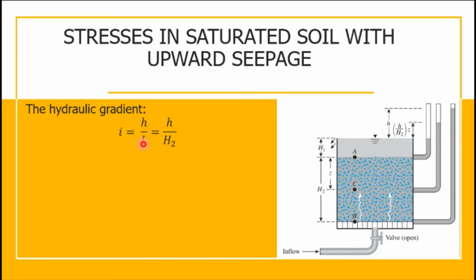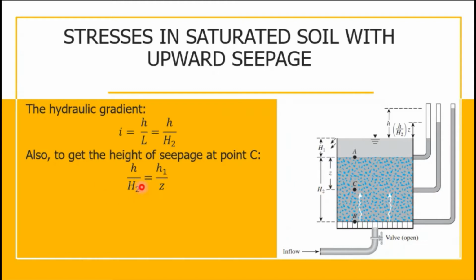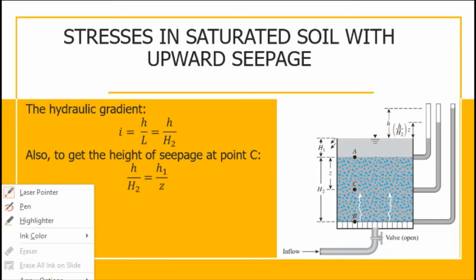So in this case, the hydraulic gradient is equal to H, because this is the difference between the two water levels, over the length of the soil, which is H sub 2. That's why this will be the hydraulic gradient. In order for us to get the height of the seepage at point C, we have to perform direct proportion. By direct proportion, H over H sub 2 is equal to h1.